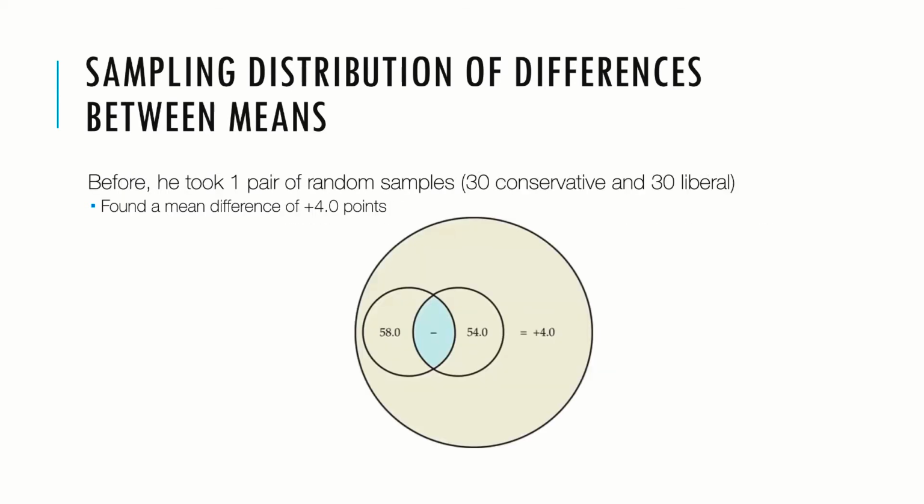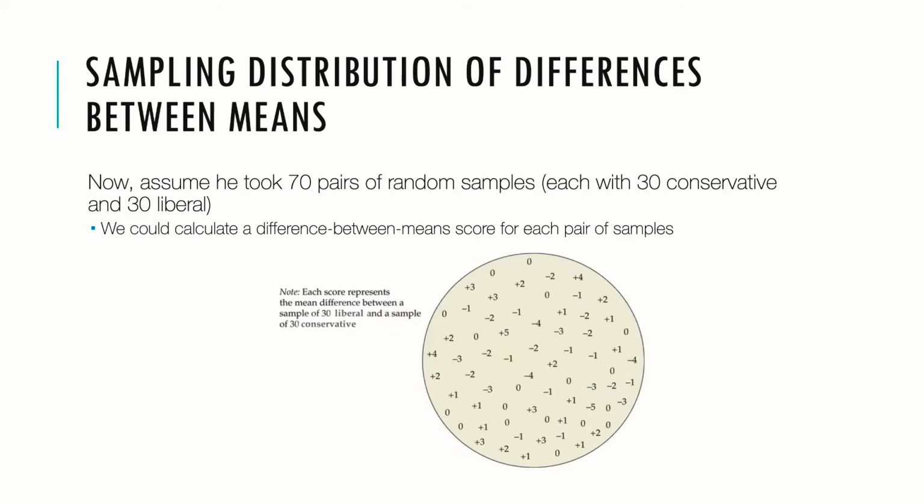So what we do, we took one pair of random samples, we have a difference of 4. Then assume we took 70 pairs of random samples, each with 30 conservative, 30 liberal, and we calculate the difference between means. So each score here represents a difference score. So we had a difference of 4, right? 58 minus 54, and that gave us a positive score, right? Positive 4. Everybody see me circling that positive 4 there? Let's say that that's the one we calculated.